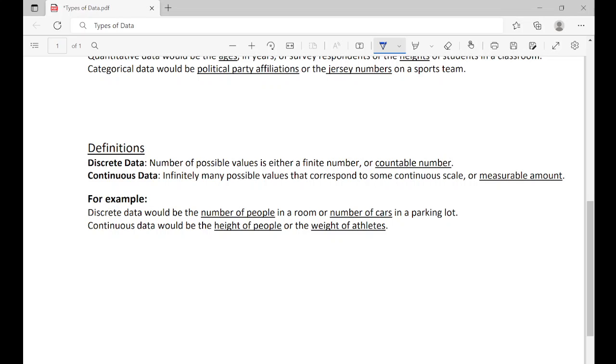Whereas continuous data would be, say, the heights of people or the weights of athletes, something that's measurable, something that's on a continuous scale, a height in inches, in feet, in meters, centimeters, weight in pounds, grams, stuff like that. Something that's on a measurable scale is continuous. Discrete, again, is just a number that you can count, whereas continuous is the amount that's measurable.